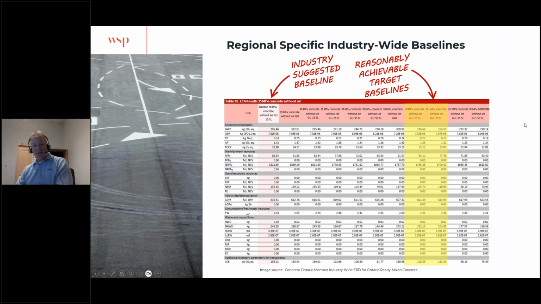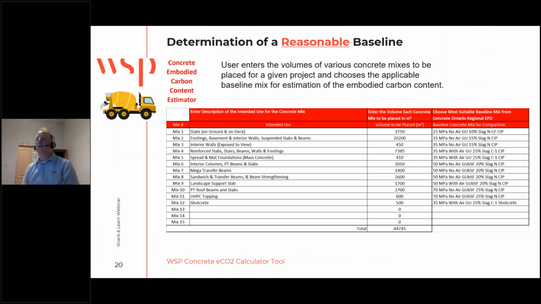So what we've actually done at WSP in the last couple of years is we've developed a tool, a concrete embodied carbon estimator, which really helps to envision what is the global warming potential impact of the different projects that we're working on. And it basically establishes a carbon budget for each individual project.